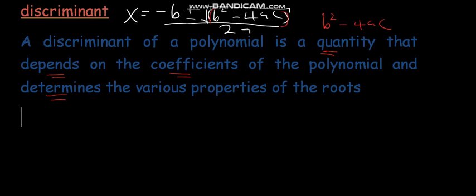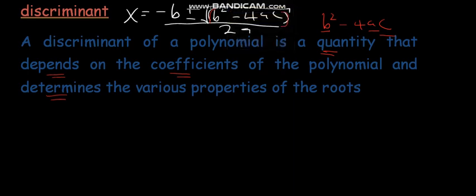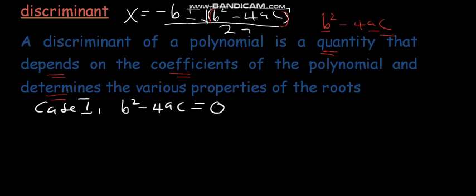The coefficients of the equation are b, a, and c, and it determines the various properties of the roots. For today's video we are going to look at how it determines the nature of the roots. Now we shall have case 1, where our discriminant b squared minus 4ac we equate to 0.